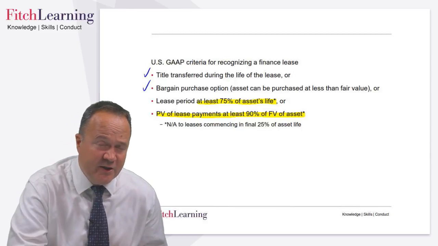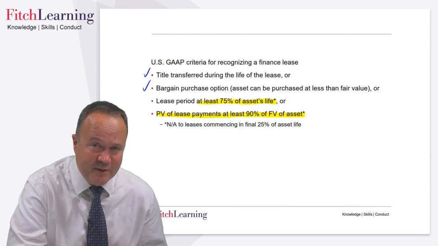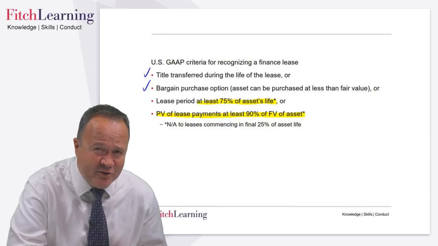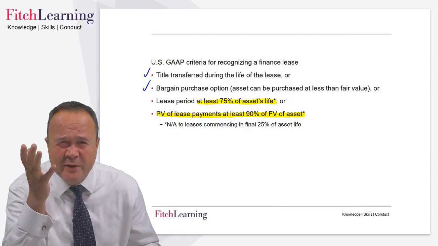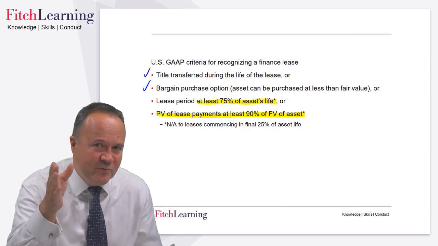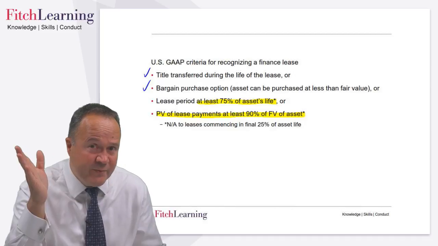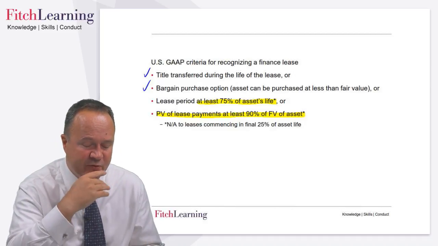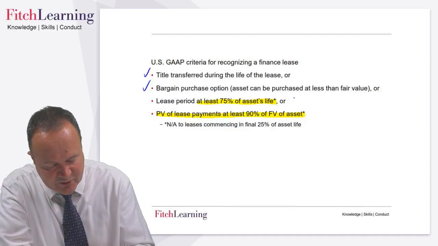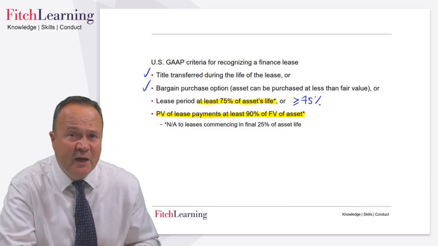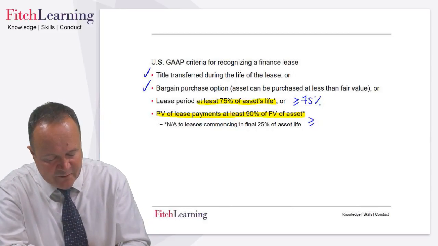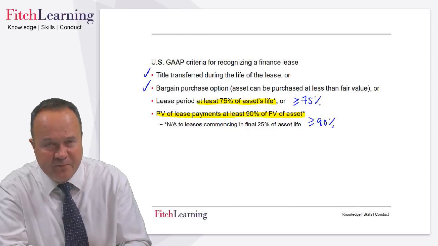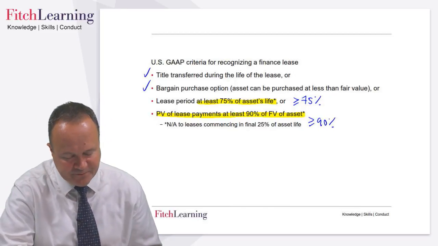Now, as you can imagine, the CFA questions will be testing right at this very edge of the definition. And you'll be thinking to yourself, oh, is it more than 90%? Is it 90% or more? Or is it more than 75% or 75% or more? So please make sure you do learn the exact precise criteria. For the life expectancy, it's 75% or more, and for the present value of the payments, it's 90% or more. It's not more than 90%.